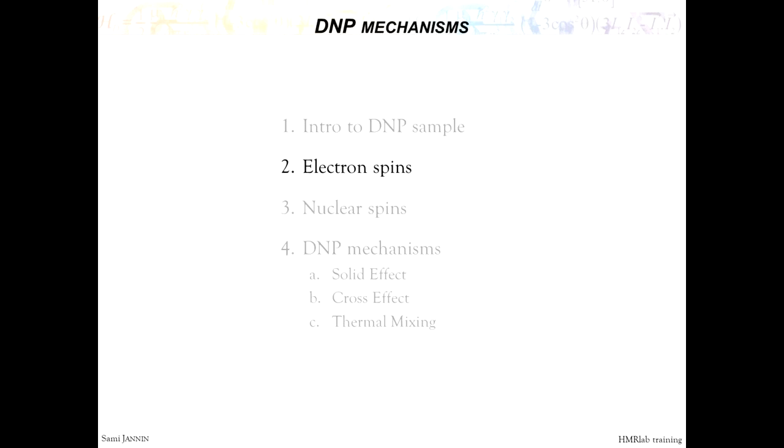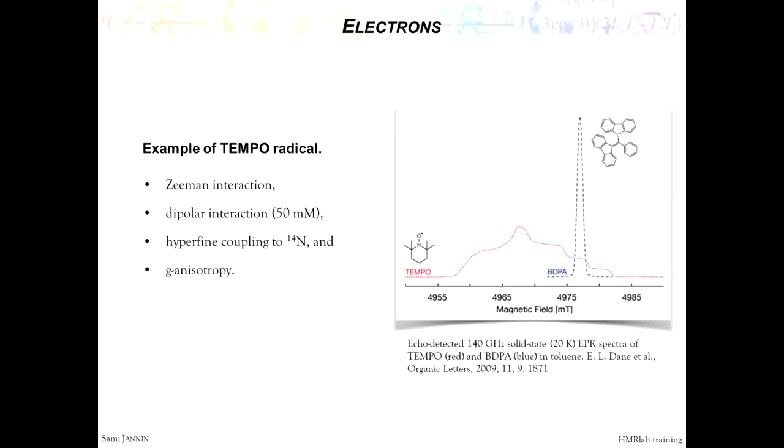So first, let's look at the electron spin. As we said, for the electron spins, we want to consider Zeeman interaction, dipolar interactions, hyperfine coupling. And we will also consider, of course, the g anisotropy of the Zeeman interaction. This is the spectrum of TEMPO at 5 Tesla, and this is the spectrum of another radical, BDPA. You see the TEMPO is very broad, whereas the BDPA is very narrow. It's a bit like the trityl radical that I mentioned before.